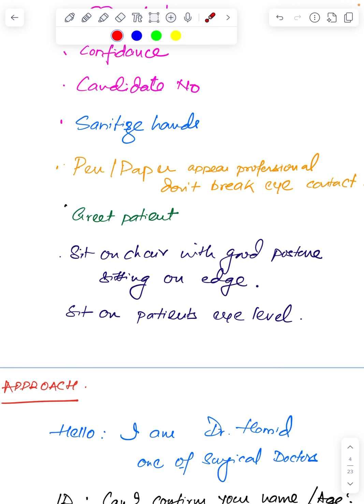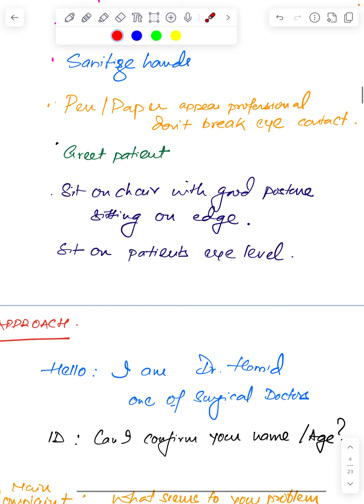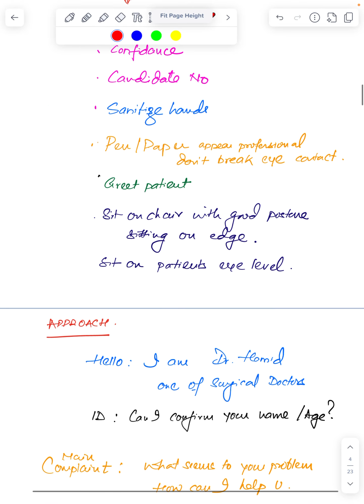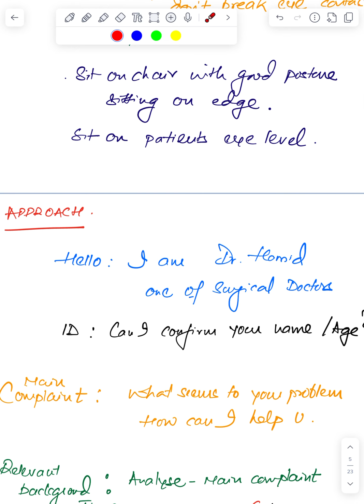Good morning, good evening. Sit in front of the patient on a chair, on the edge of the chair, not in a comfortable manner, as if you are giving more importance to the patient, with a good posture at eye level. If the patient is lying on the bed, don't stand, just sit on the chair right there. Now approach. You have to finish everything within 6 minutes.